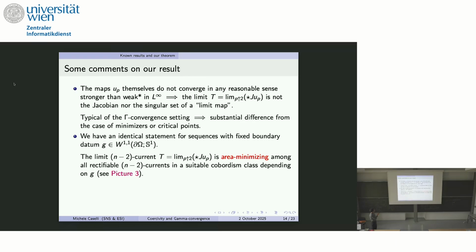And actually, if I put myself in the setting of a sequence with fixed boundary datum G at the boundary, the limit n-2 current is area minimizing, and this is the correct statement in the Hardt and Lin result, among all rectifiable n-2 currents in a suitable cobordism class depending on G. I will explain what this means just with a picture, because it's fancy wording, but the point I'm making here is very simple, actually.